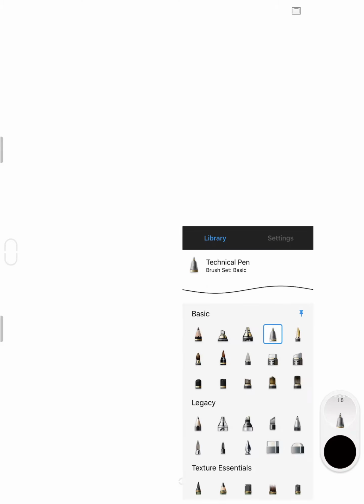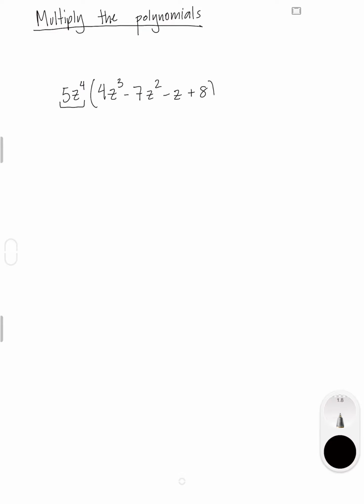So now we're going to go over multiplying polynomials. In this first example, we're going to go over multiplying a monomial by a different polynomial. So we're going to have the monomial of 5z to the fourth. So this is one term, this is the monomial, and then it will multiply 4z cubed minus 7z squared minus z, and then plus 8.